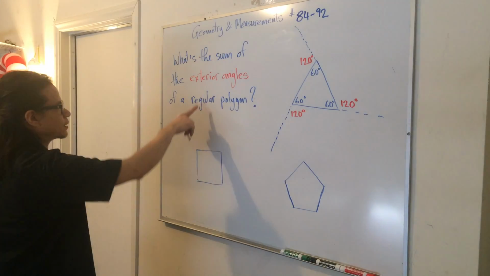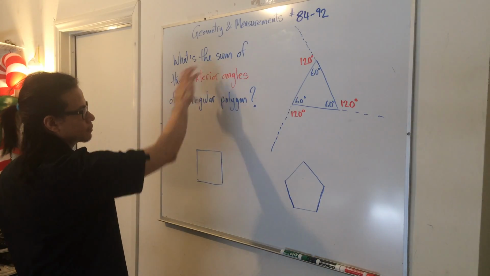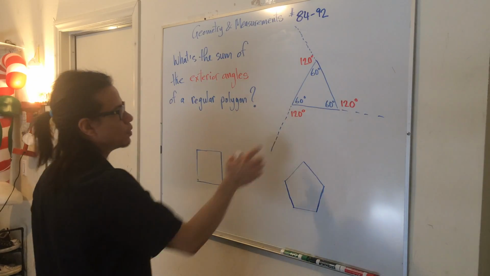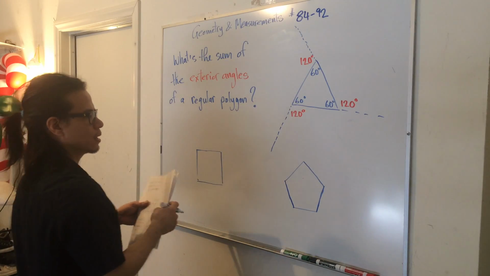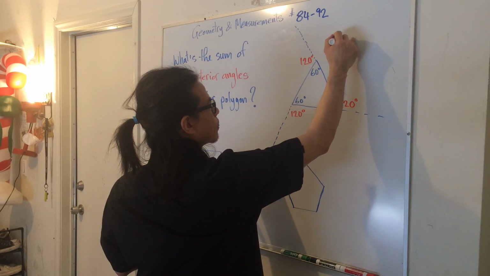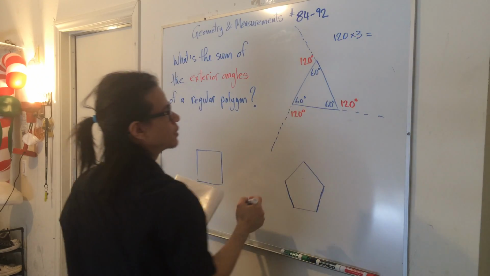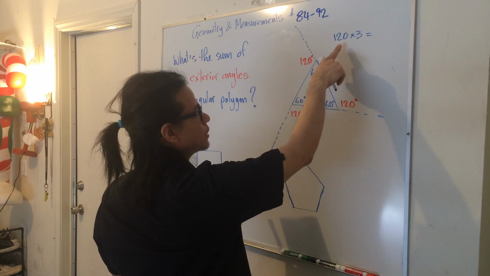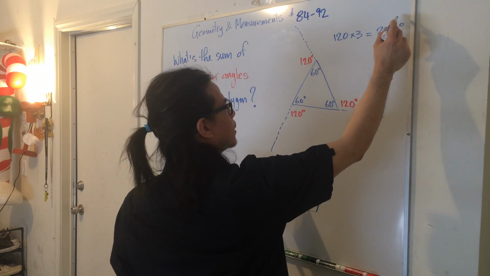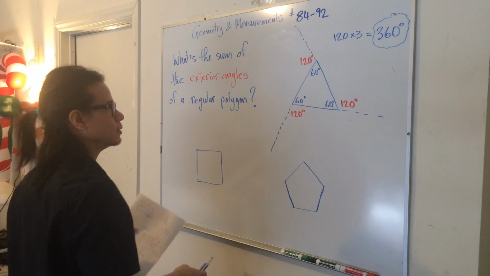So the question is asking, what is the sum of the exterior angles? Sum means if you were to add them up. So here are the exterior angles. All we need to do is add them up. So let's see here, 120 times 3. So multiply by 3, we'll get 240, 360 degrees. So this one is for the triangle.